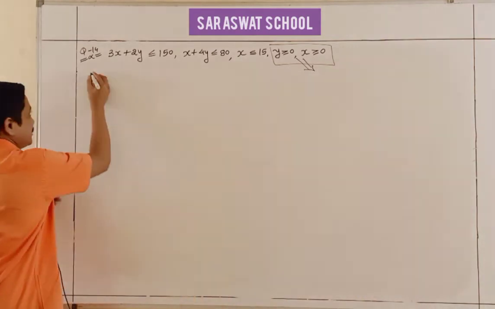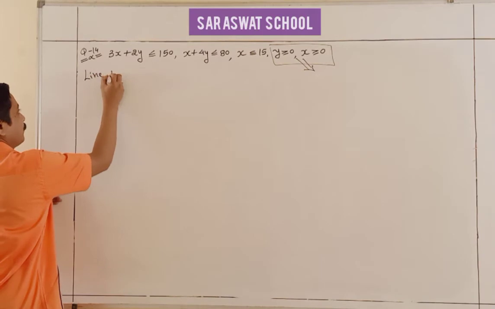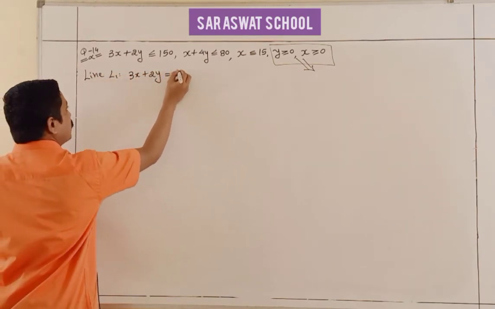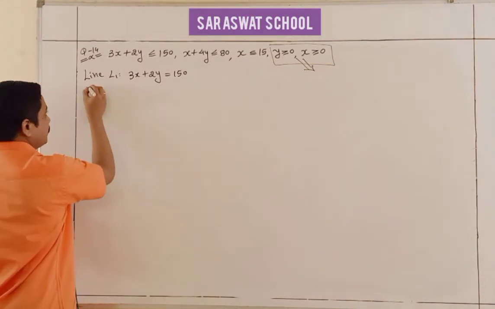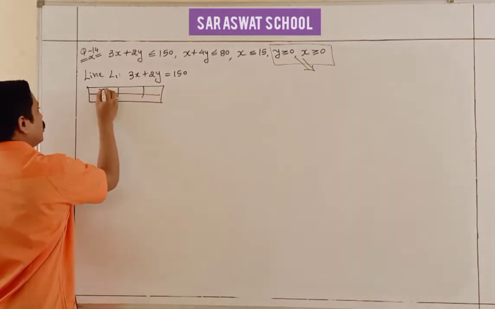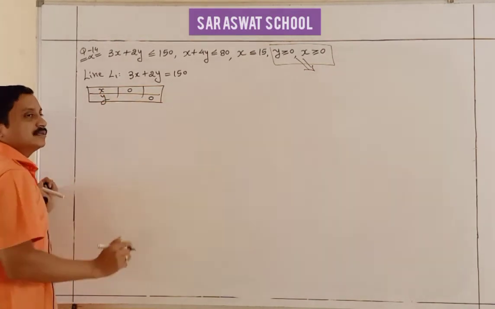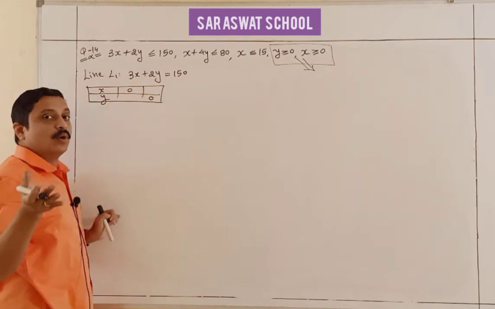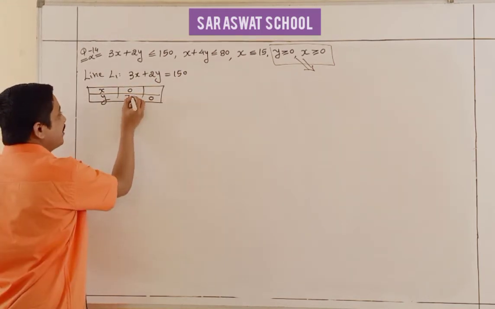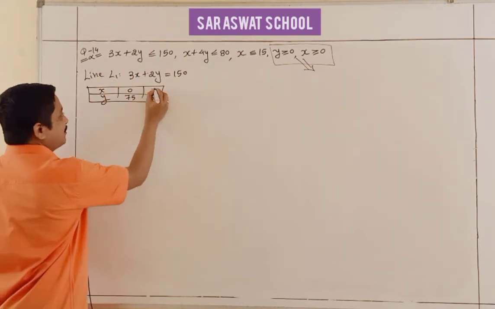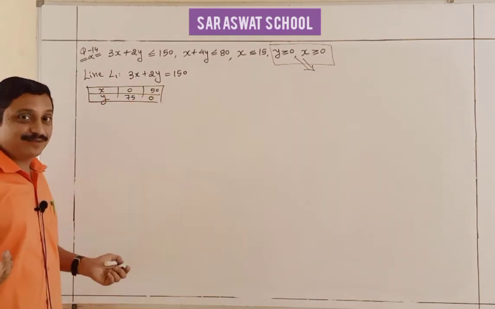First of all, line L1 has the same explanation. 3x plus 2y is equal to 150. And plot the table, taking just 2 points. X 0, y is 150 by 2, which is 75, and y 0, x is 150 by 3, which is 50.